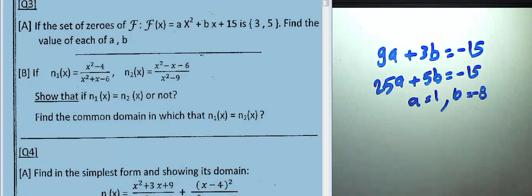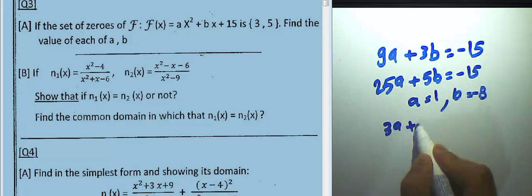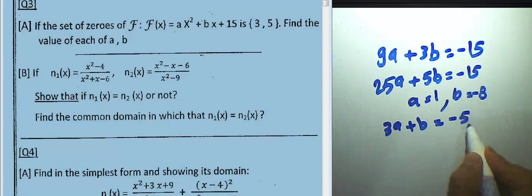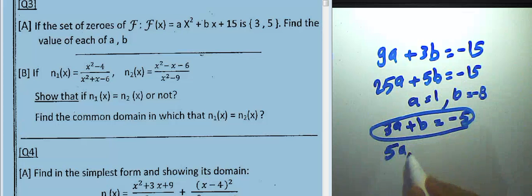Okay, to understand the step, the first equation here we can divide by 3 to simplify it. It will be a plus b... 3a plus b equals negative 5, and the second divided by 5 equals 5a plus b equals negative 3.